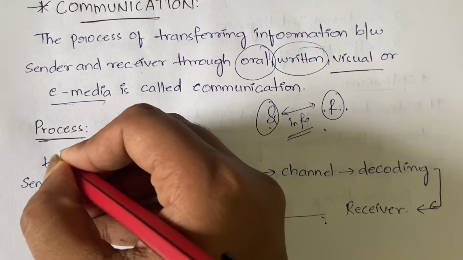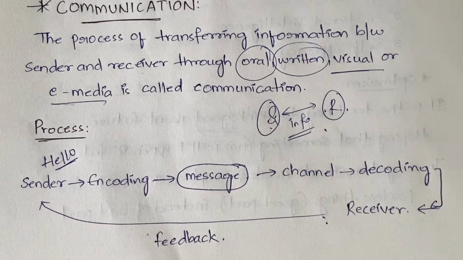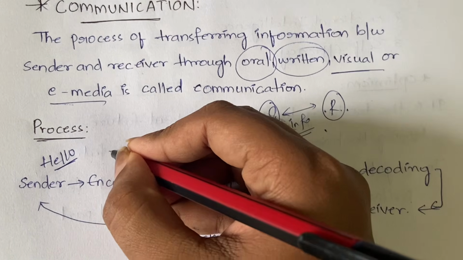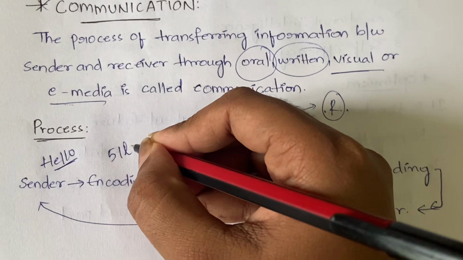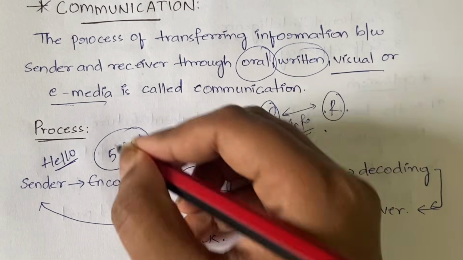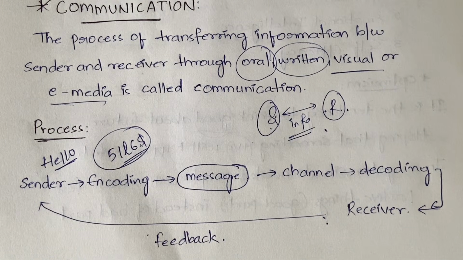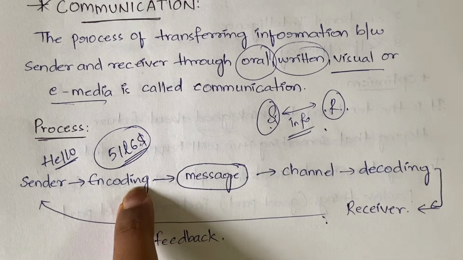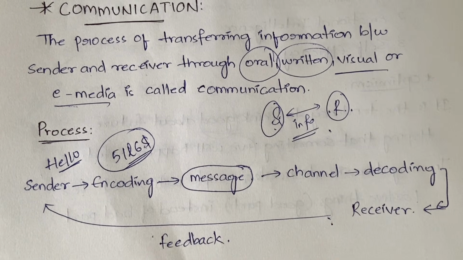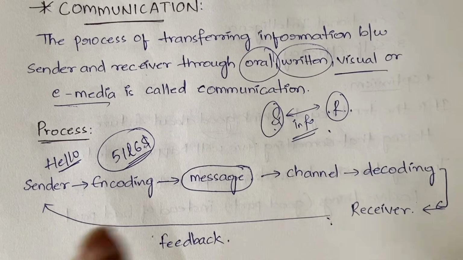For example, sender wants to send hello. Instead of sending hello directly, he will encode, like he will keep 5 1 L $6, like this. Some encoded message will be generated instead of this direct message, so that even if that message is seen by some other person also, that message will not be leaked to the third person. Okay, encoding of the message, and the message is sent through a channel. We need a channel in order to transmit the message, right? So through the channel the message is sent.